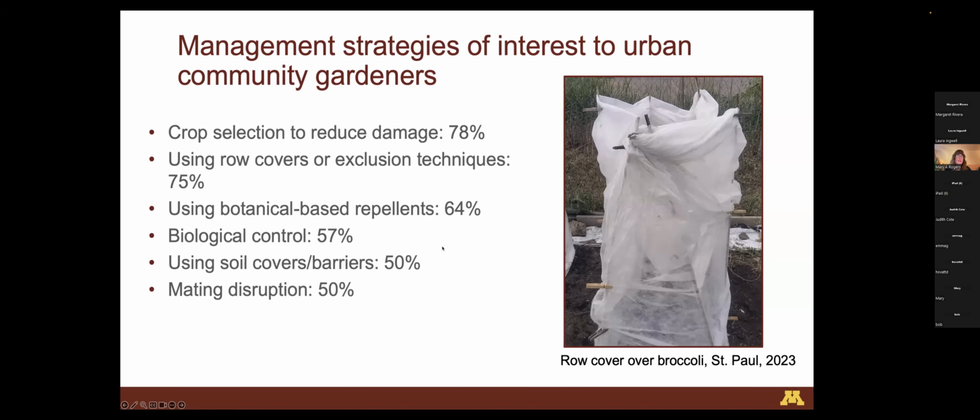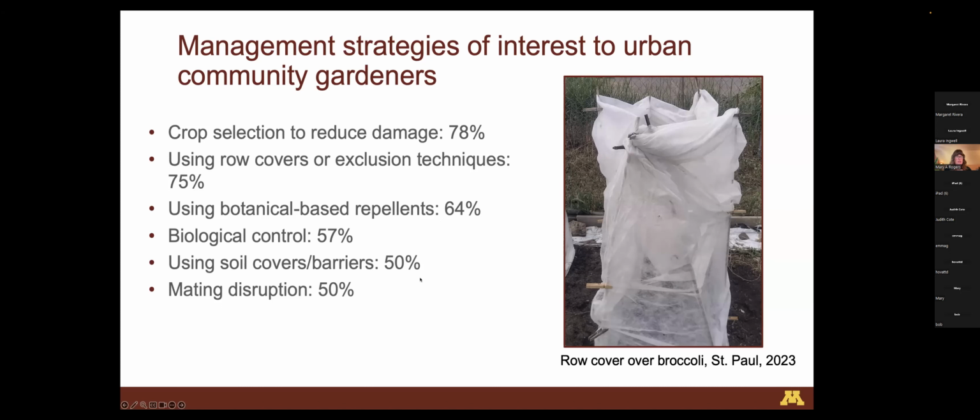Folks were interested in botanical-based repellents. These would work maybe by repelling the females and preventing them from laying eggs. Biological control, folks are interested in that. I have more to say on this, but the bad news is we really don't have anything that works very well, unfortunately, at this point. Using soil covers or barriers.